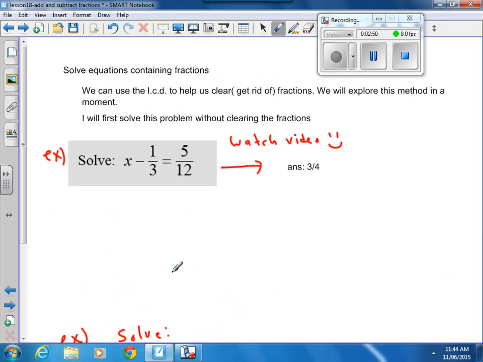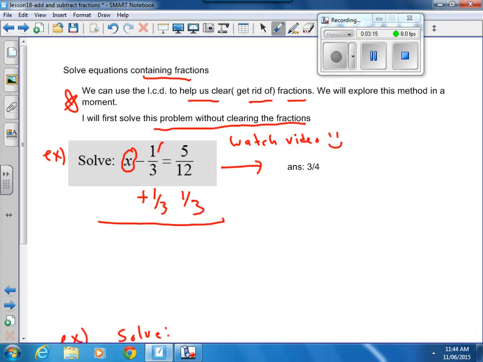Okay, but I would like to work on solving equations containing fractions. We can use the least common denominator to help us clear, or get rid of, fractions. But first I'm going to solve this problem without clearing the fractions. Then I'm going to talk about how to do that. So we know that to isolate x, to solve for x, we're going to add 1/3. That's called the addition property of equality. So we're going to add 1/3 to the other side. So x is whatever 5/12 plus 1/3 is.